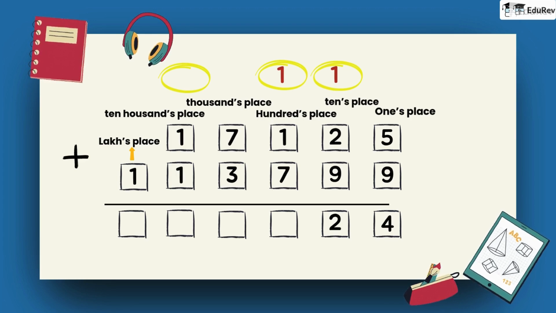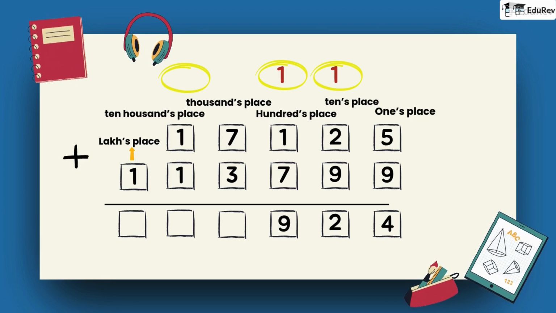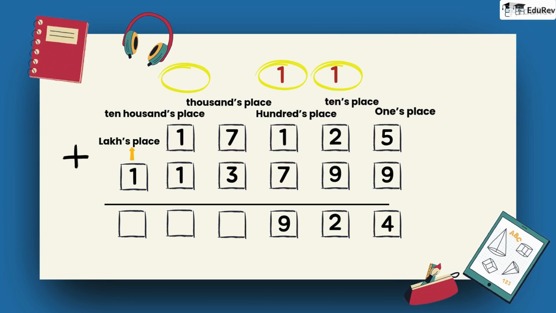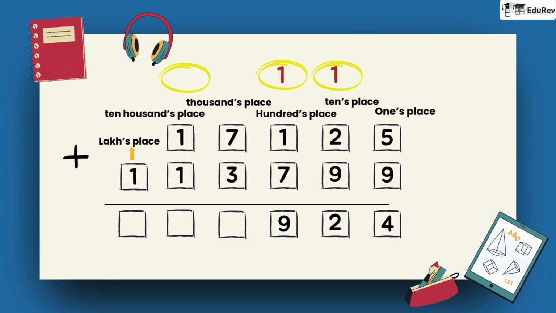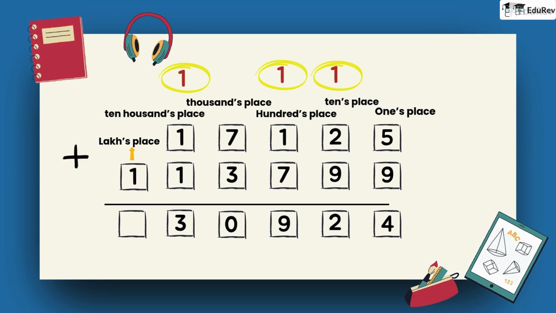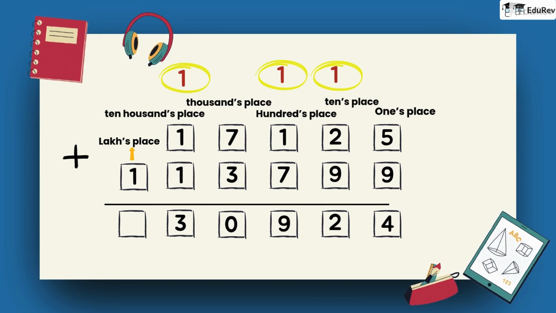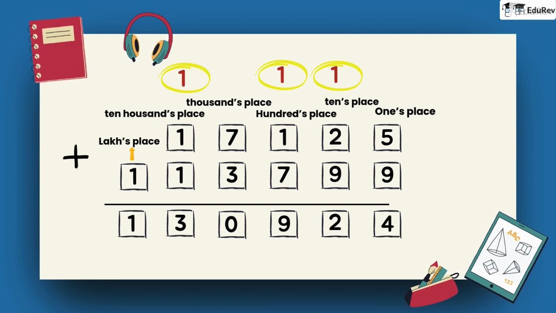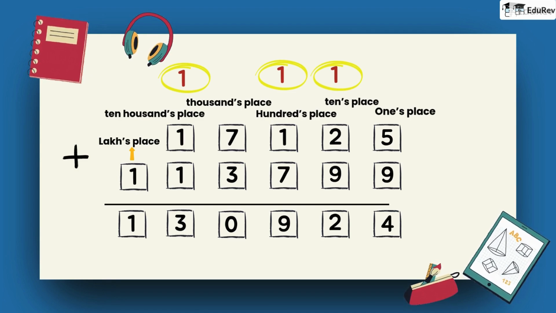Adding the digits at hundreds place, we get 1 plus 7 plus 1 equals 9. Adding the digits at thousands place, we get 7 plus 3 equals 10, where 1 is carried forward to 10,000s place. At 10,000s place, we get 1 plus 1 plus 1 equals 3. At lakhs place, we have 1 only, which is written as it is in the answer. So, the answer of adding the digits 171513 and 13799 is 130924.